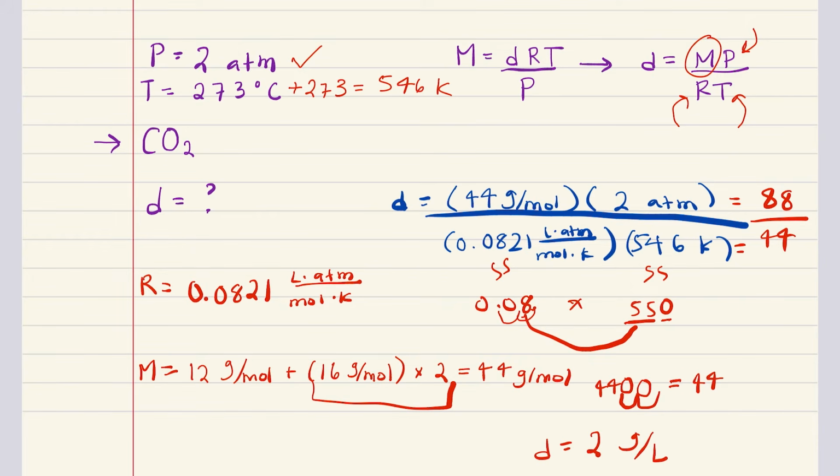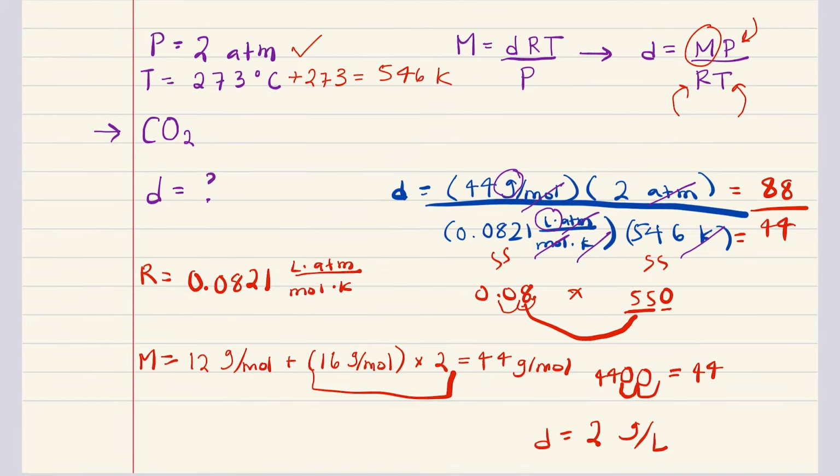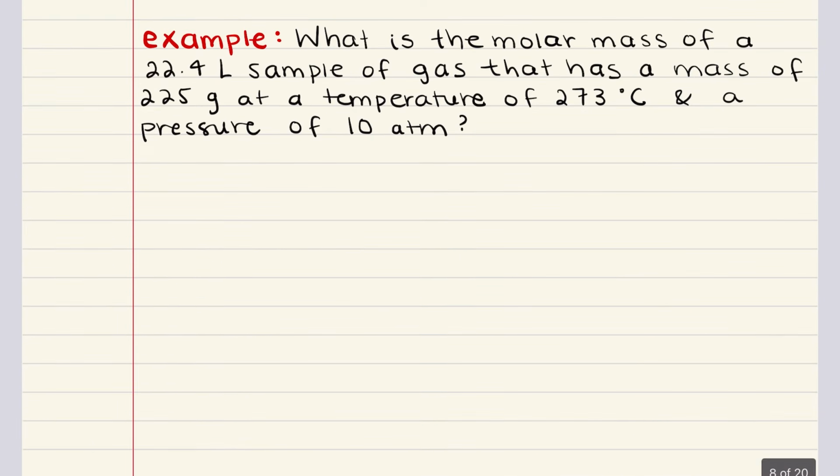All right, so that's it. And you can notice that the units are going to be in grams per liter because everything else cancels out. So moles cancels out, atmosphere cancels out, Kelvin cancels out. What we're left with is grams per liter. So the density is 2 grams per liter. Now we did do some approximations. If you went ahead and plugged this in the calculator to see how close your value is to the true answer, it is 1.96 grams per liter. So we were very close. Awesome, let's move on to our third example.